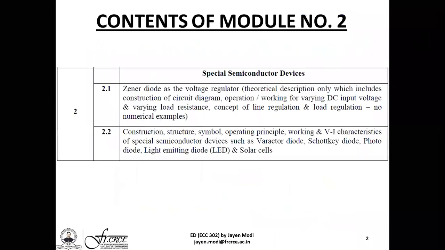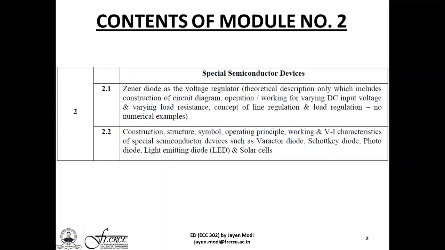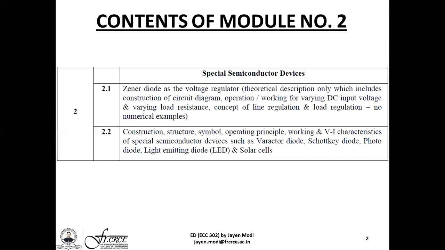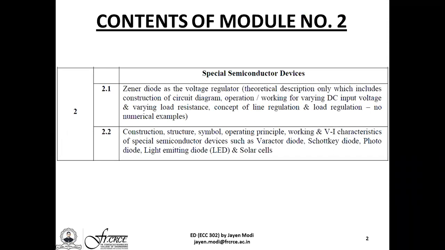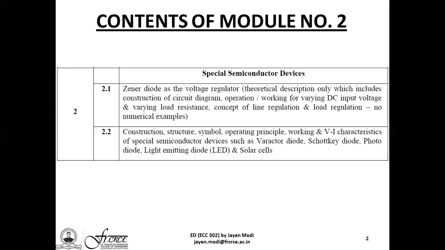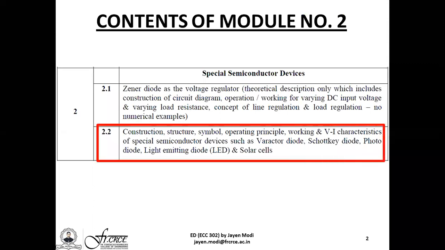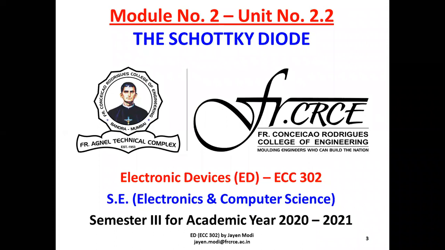As you are all aware, the contents of module number 2 as per the syllabus contain unit number 2.1 and unit number 2.2. We had already covered unit number 2.1 titled the Zener diode in the previous lecture number 11. Today we'll be continuing further with unit number 2.2, in which we'll be focusing on the Schottky diode. So, starting off with module number 2, unit number 2.2, the Schottky diode.